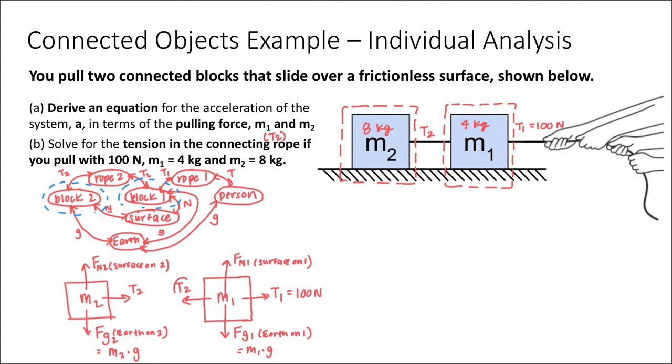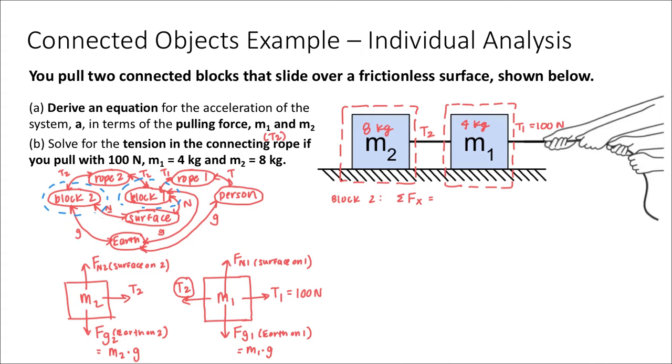Now, to remind myself, what am I looking for in this problem? I'm looking for T2. So what I'm going to need to do is write out the sum of forces for both objects in the x direction. Then I'll have a system of two equations and I can solve for T2. I'll show that here.